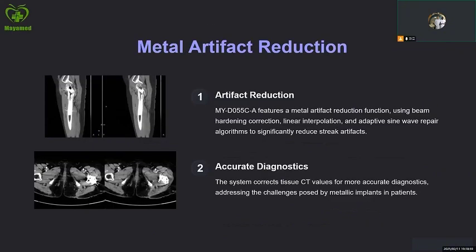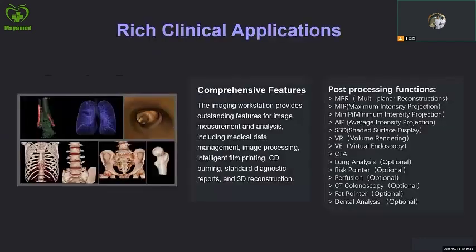And in this 32-slice CT, we also include artifact reduction technology. We have metal artifact reduction, as in the images on the left. We can see the metal implant patient before this technology is switched on and after it is switched off, and the difference is big. So this is a very nice technology for doctors who use this CT scan to remove the metal artifact.